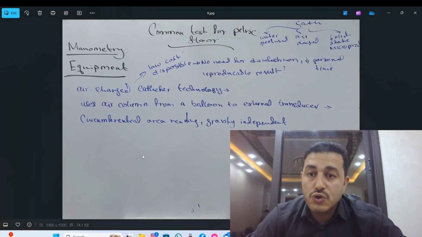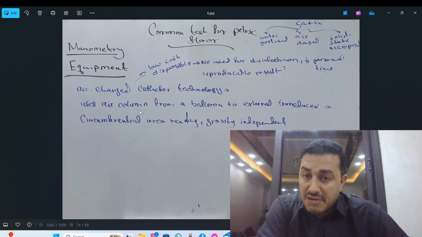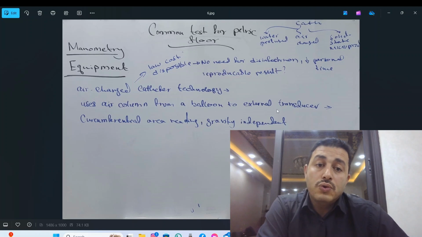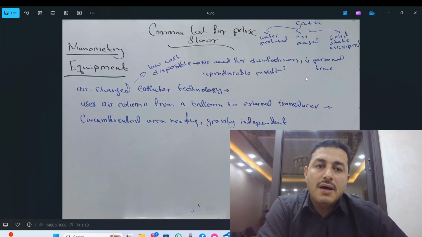What information should we know about the air charged catheter? It uses an air column from the balloon to external transducers. Low cost, disposable, no need for disinfection, reproducible results.